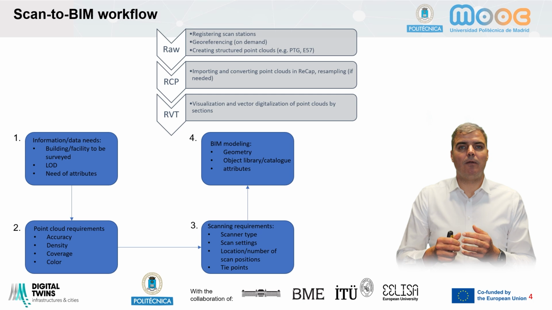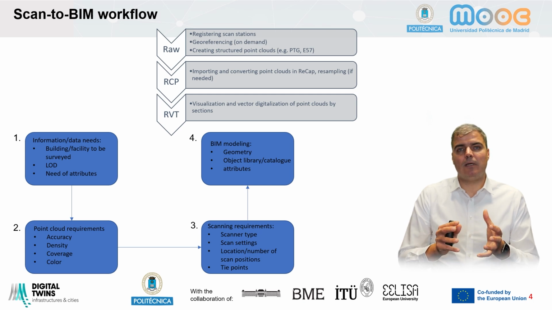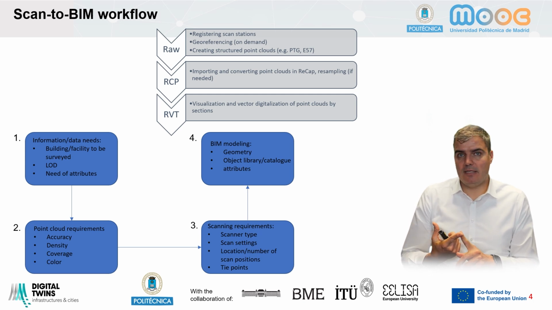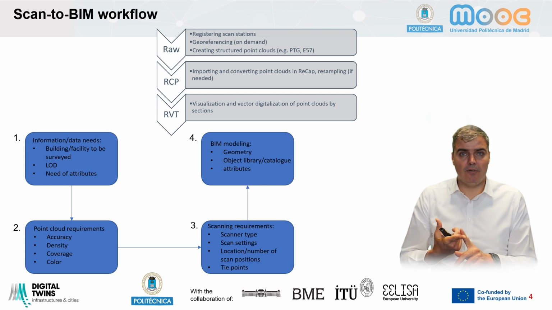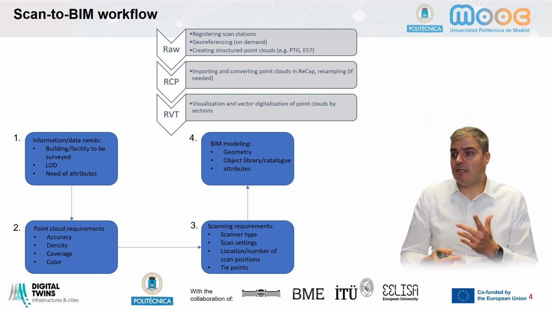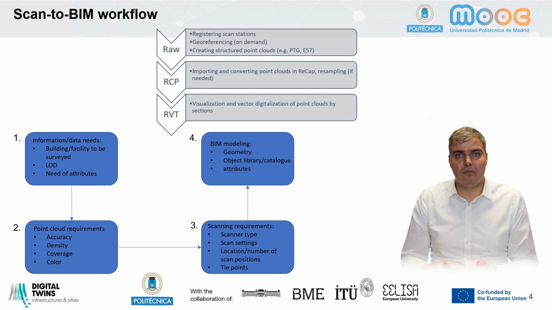First, we need to know what the information and data needs are. What is the building and facility to be surveyed? What LOD is needed at that survey? What if another survey is needed 2 weeks later with a different LOD? Then you need to consider that, and maybe you need to use different accuracy, whether attributes are needed or not. Whether you need color data, data about the material of the object, about the color of the object. And then if you have this basic information, you can transfer it to point cloud requirements.